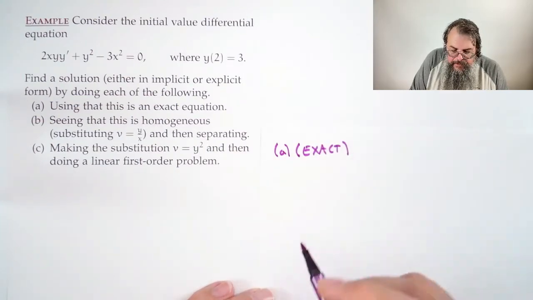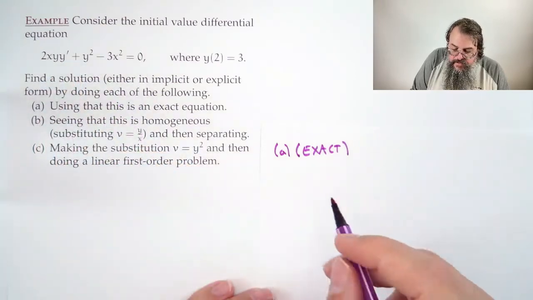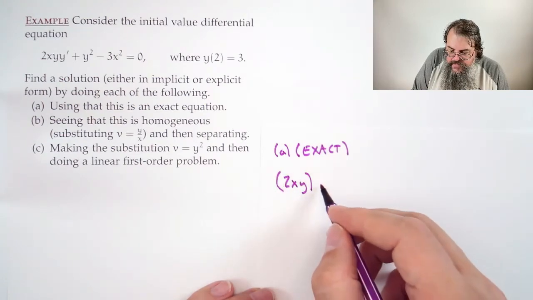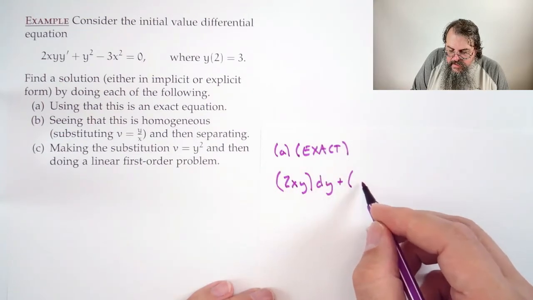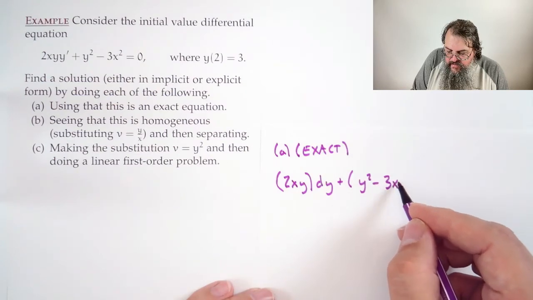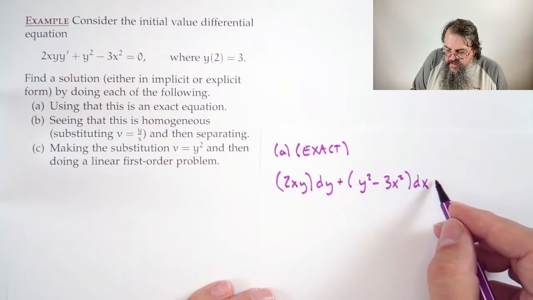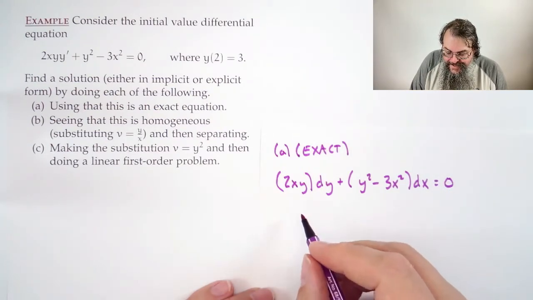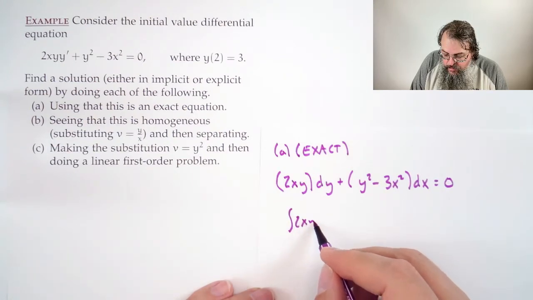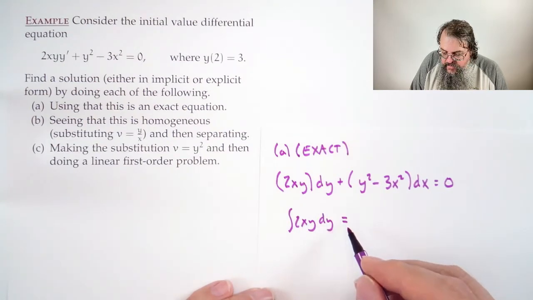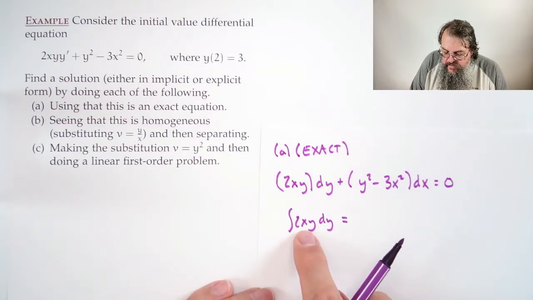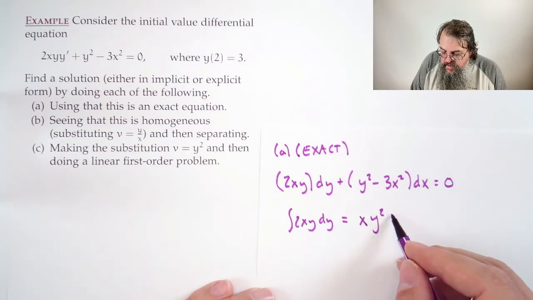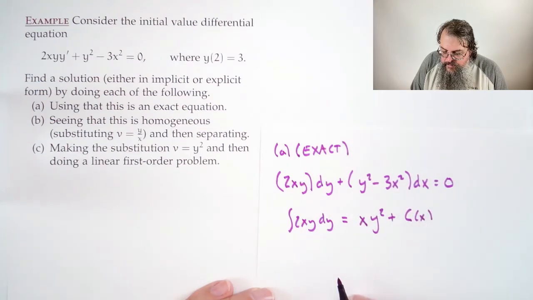So just keeping track. If it were to be exact, so this y prime is dy dx, then that could be rewritten as 2xy dy, and then this other part, y squared minus 3x squared times dx equals 0. Well, let's find out. Okay, so we're going to integrate 2xy dy. So y is our variable, x is a constant, so the x stays as x. The integral of 2y is y squared, and then there's, of course, some constant function of x.